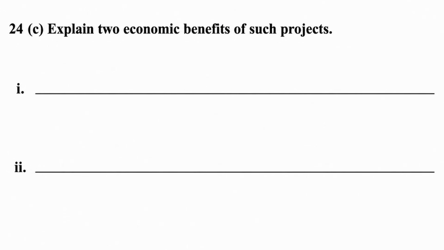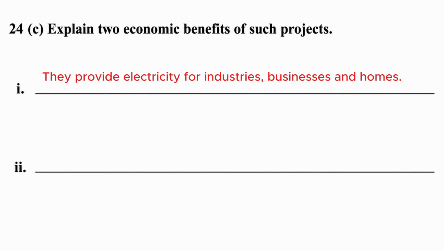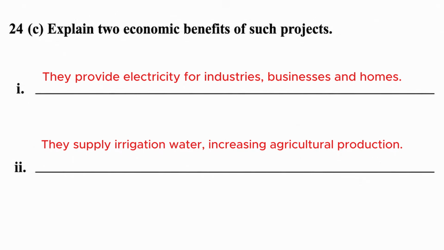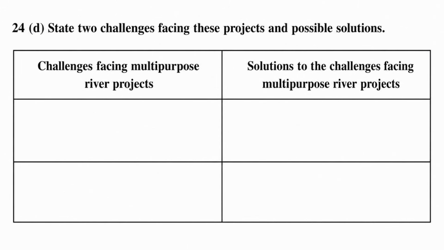Then C, explain two economic benefits of such projects. Such projects help in many things. For example, they provide electricity for industries, business, and homes. They supply irrigation water, increasing agricultural production, and they also help in fishing, in tourism, in employment, in food, in flood control, you see. So there are very many benefits of such projects. And then we go to D.